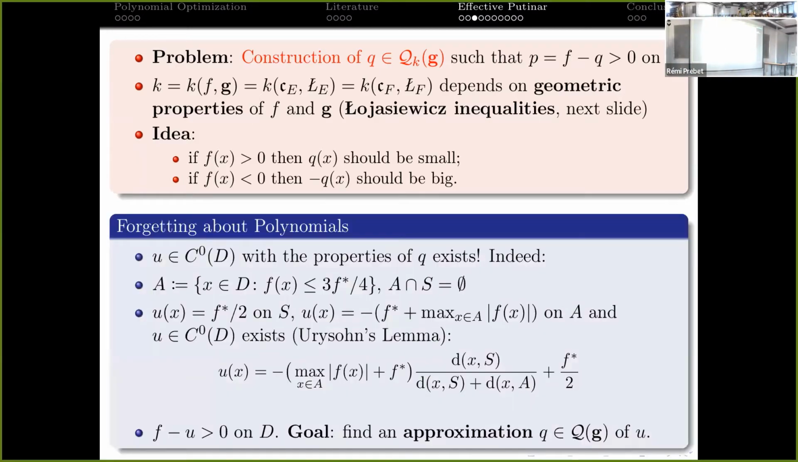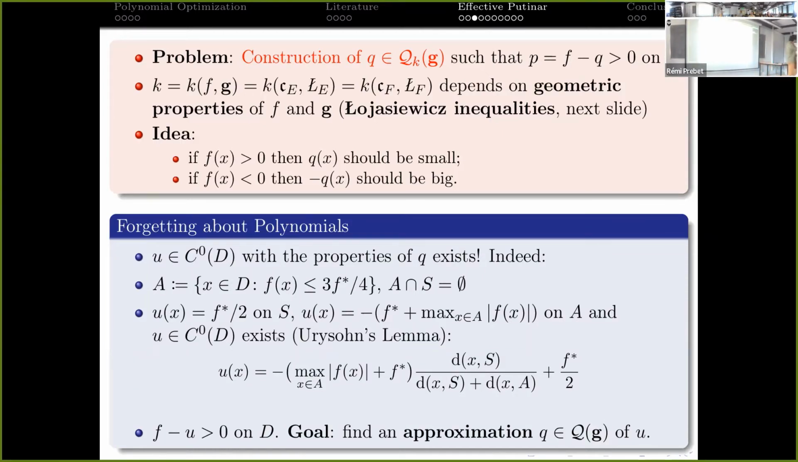And now, if we forget about polynomials for a second, this is rather clear, right? Because we look only at continuous functions and define A here. So we define A here, and A is defined to be the set where f of x is smaller or equal than a fraction of x star. This A is by definition disjoint from S.